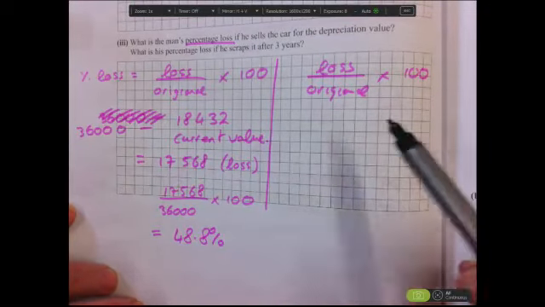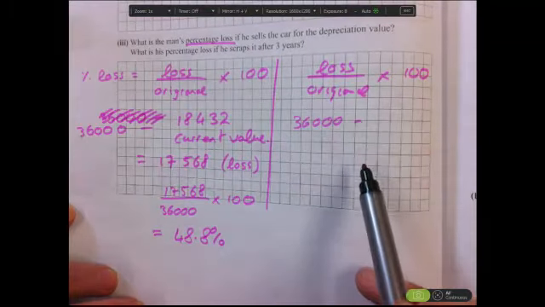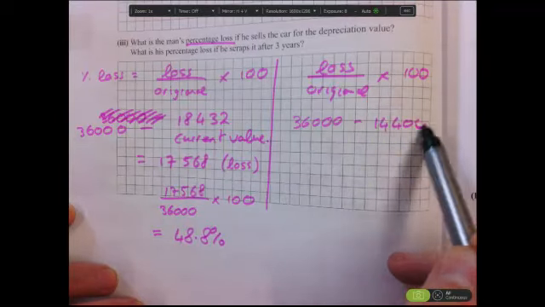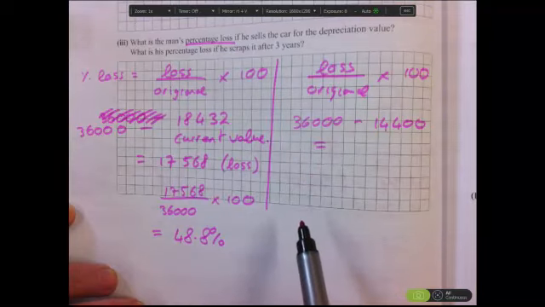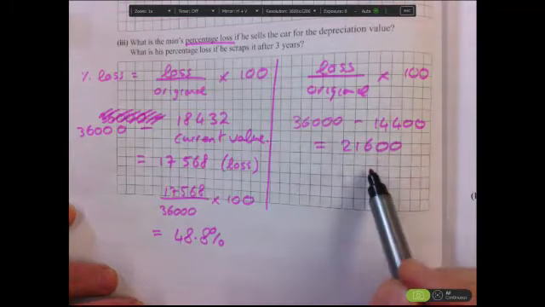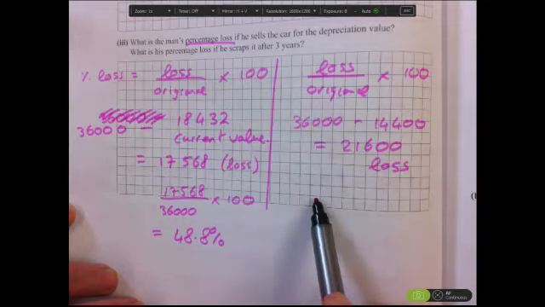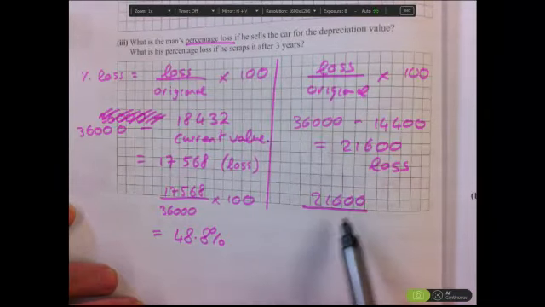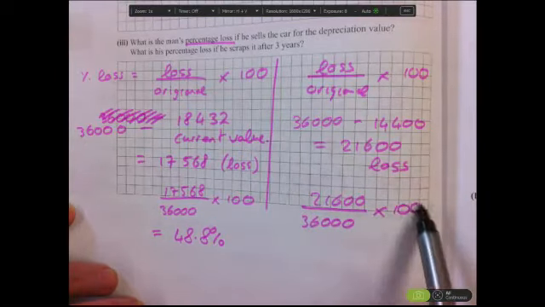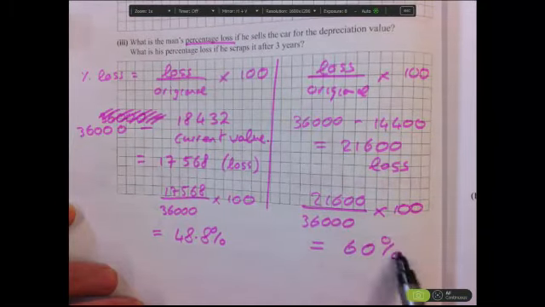We need to repeat the process now using the scrap value. So the car was originally worth 36,000 euros. The scrap value, or what it's worth now, is 14,400. So when we subtract those two figures, we see that we've a loss of 21,600. So we need to take that value now and just pop it into our formula. So 21,600 over the original value, 36,000, times 100. That will help us work out our percentage, 60%.